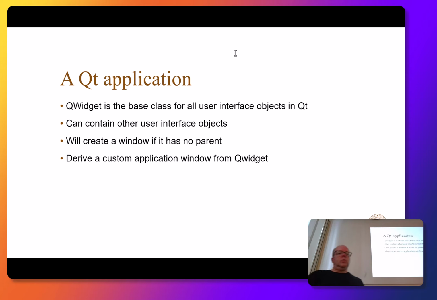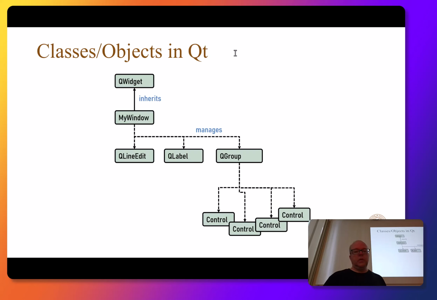And if there is no window, as we just created a QWidget, it will create a window around that object. So what we actually saw, the gray area, was the widget we are displaying. But if there is no window, it will display a window. But what you usually do is that you derive your own application windows from QWidget.